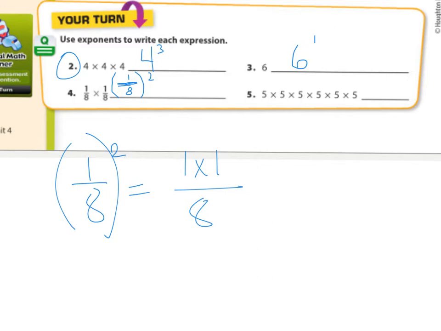And then number 5, our base is going to be 5 because that's what's being repeated. And then how many are there? 1, 2, 3, 4, 5, 6. So it's 5 to the 6th power.